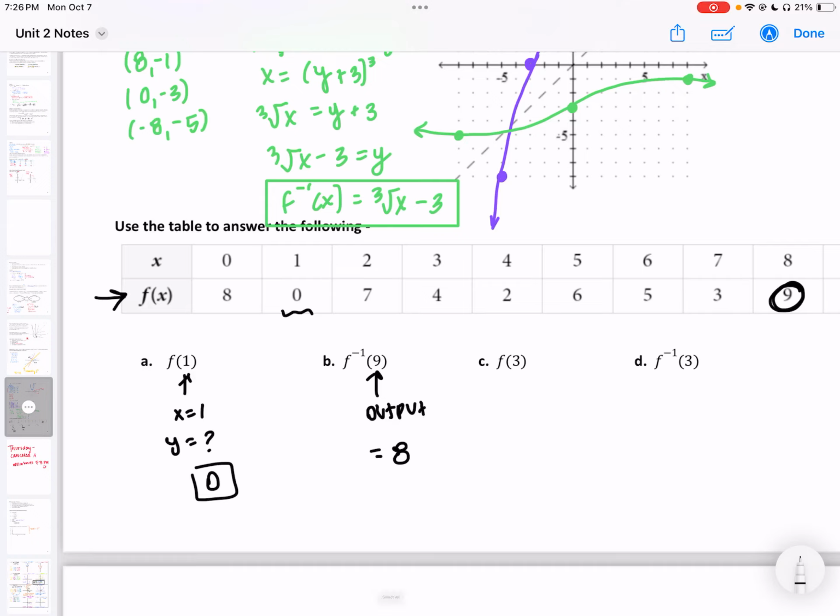So in this one, we say when x is 3, we get 4. And here we're saying when the output was 4, we get a 7. So notice that they are just flip-flopping.